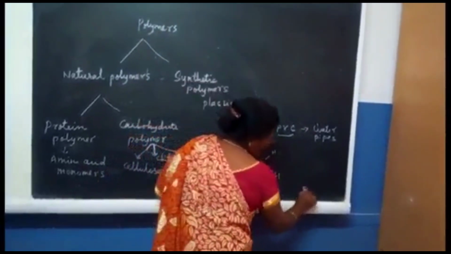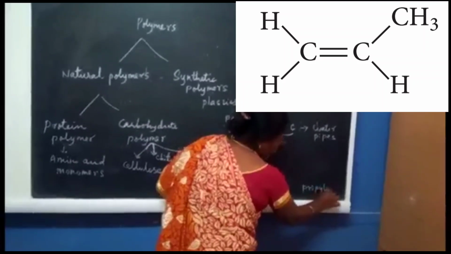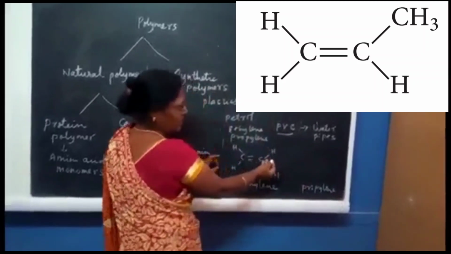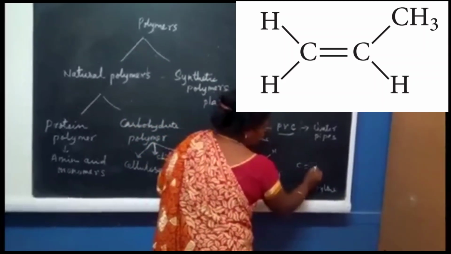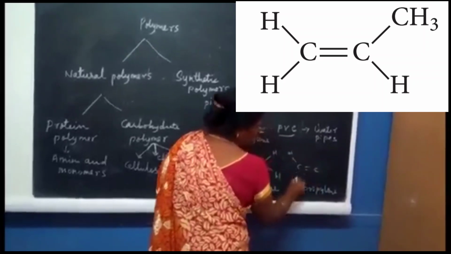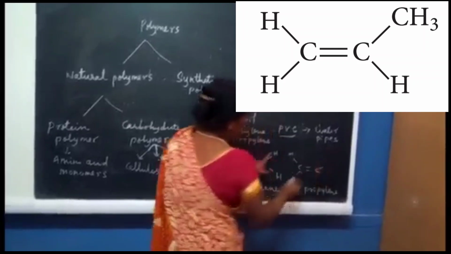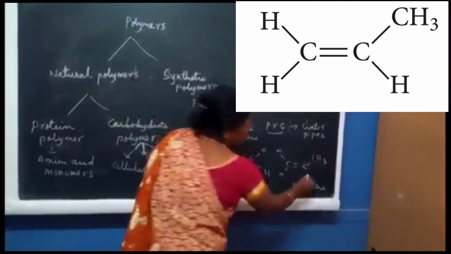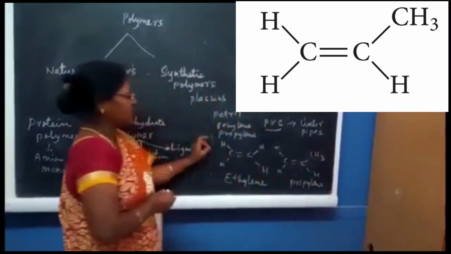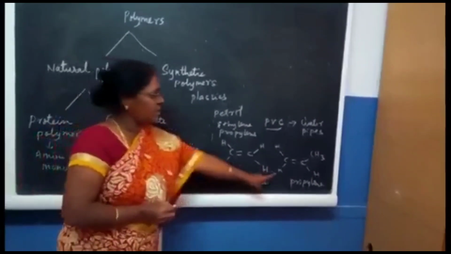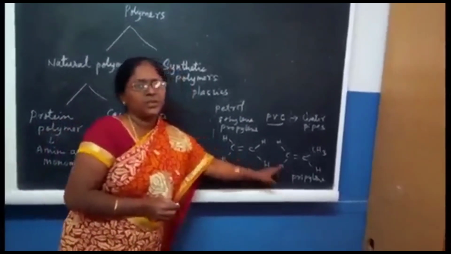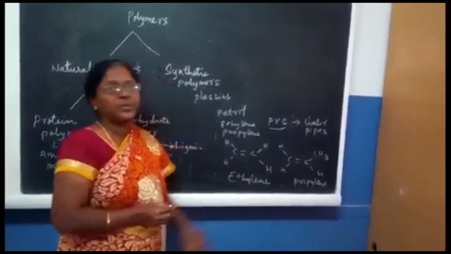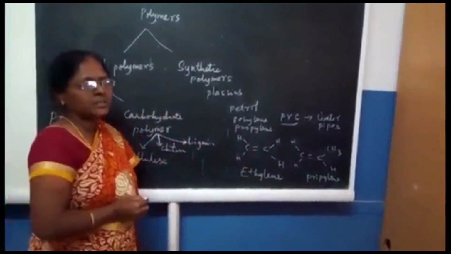Next comes propylene. Here we have to remove one hydrogen from this ethylene, so that you will be getting C double bond C, here one hydrogen, here another hydrogen. Instead of this one hydrogen, we are going to introduce one methyl group. Next is the H. Now this is the structure of ethylene, that is the structure of propylene. These two are playing an important role to prepare different types of plastics.